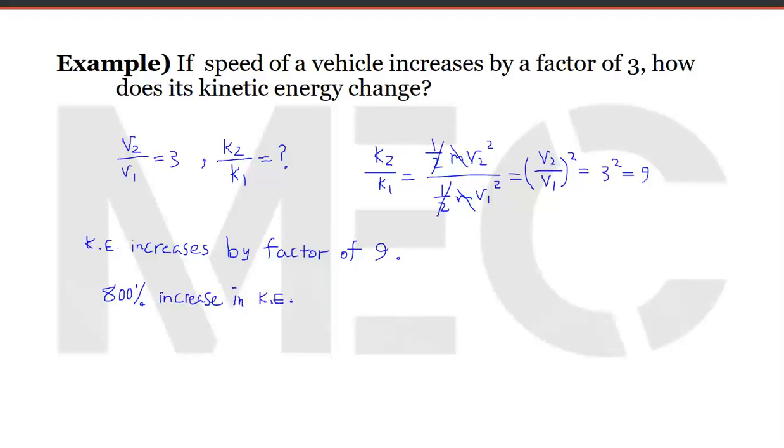How did I get 800%? I applied the percent change formula. The percent change formula is the final value minus initial value, over initial value, times 100%. If we apply this formula and K2 over K1 is 9, 9 minus 1 is 8, 8 times 100 is an 800% increase in kinetic energy.